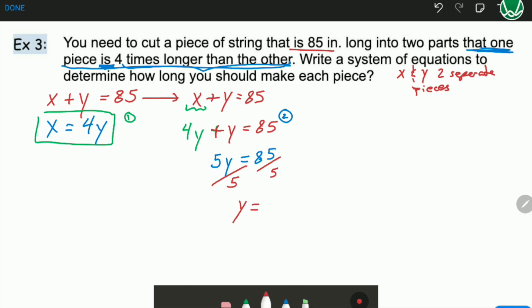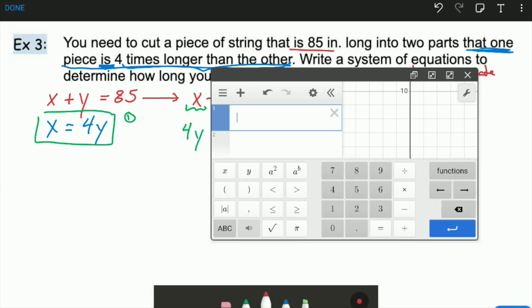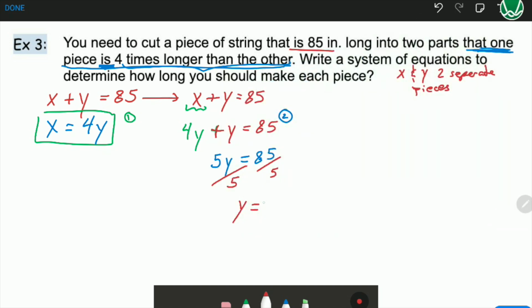So y is equal to, just gotta double check it. Let's see, that's 85 divided by 5, 17. So we have y is equal to 17. To find the other piece, we're going to go back up to the equation that we boxed, which is x equals 4y. We'll replace y with 17. So x is going to equal 4 times 17.